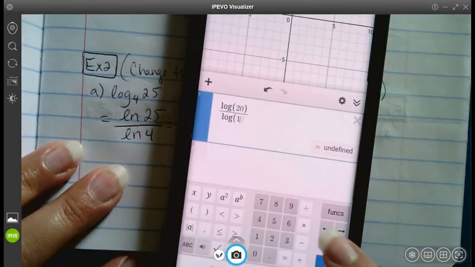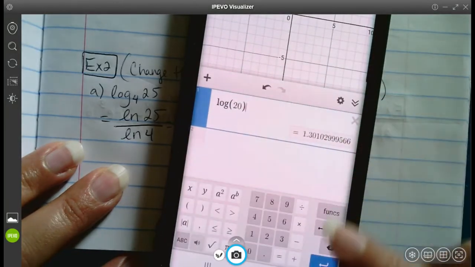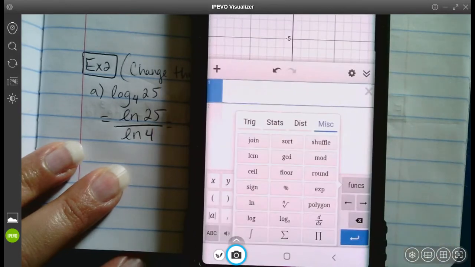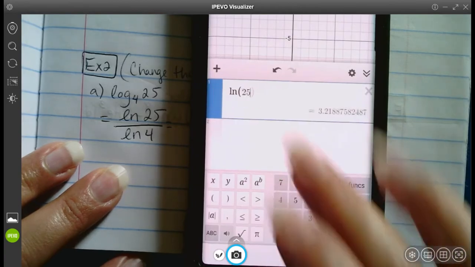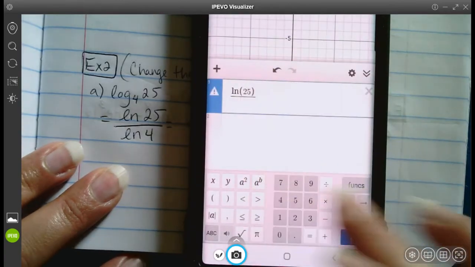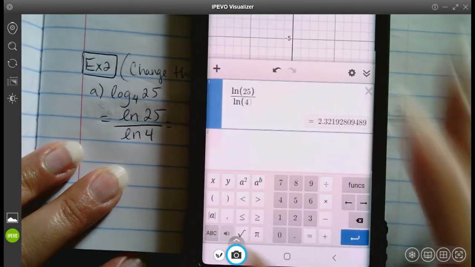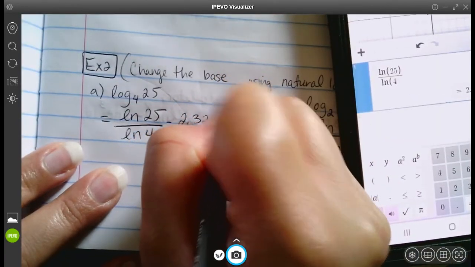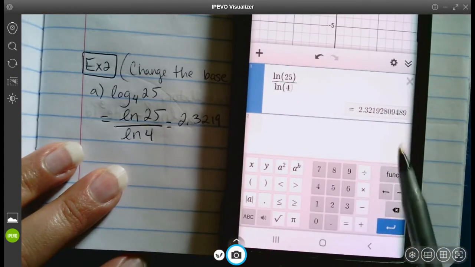So let me delete all this and find the ln button, which is also under functions, and it's right on top of the log button. So there it is, ln. Okay, so ln of 25 divided by ln of 4, which is 2.3219. So notice it's practically the same. I would have to go back and look at all the decimal values just to be sure. There's probably going to be a little bit of deviance, but nothing too crazy.